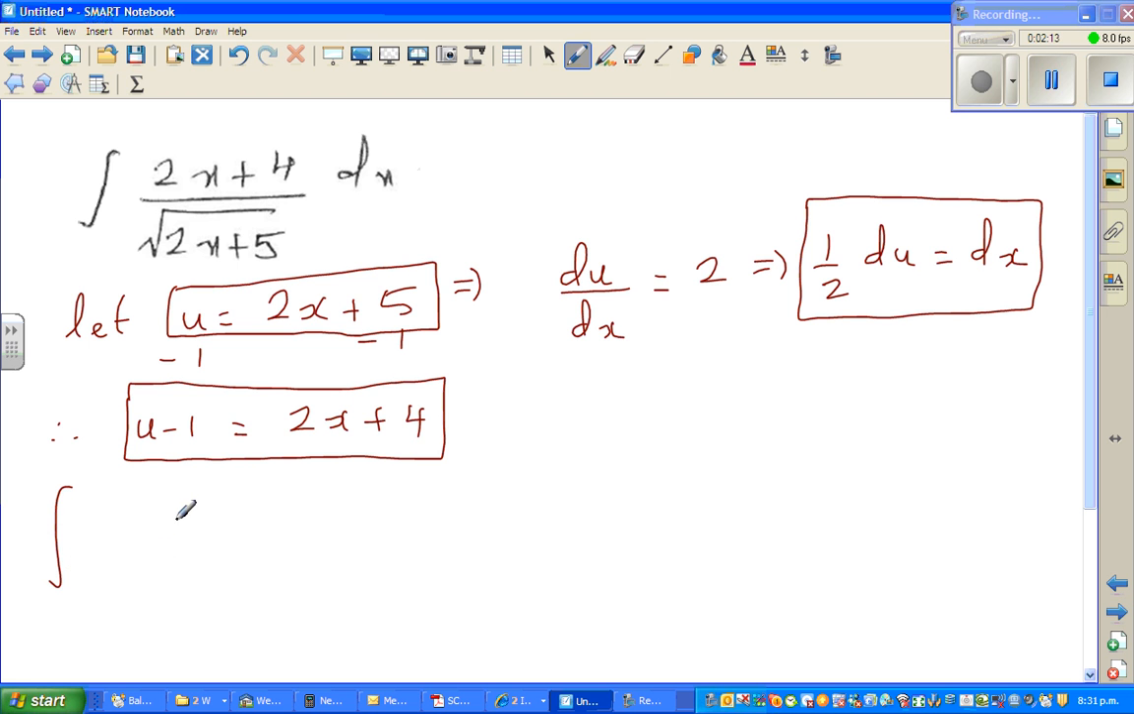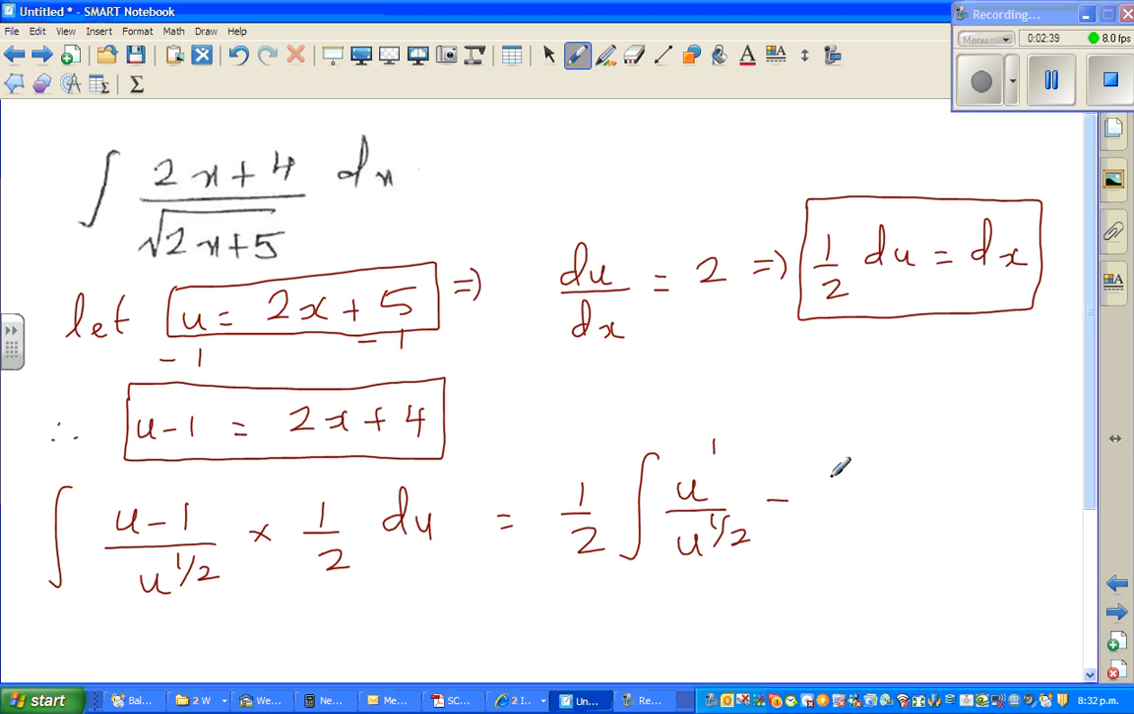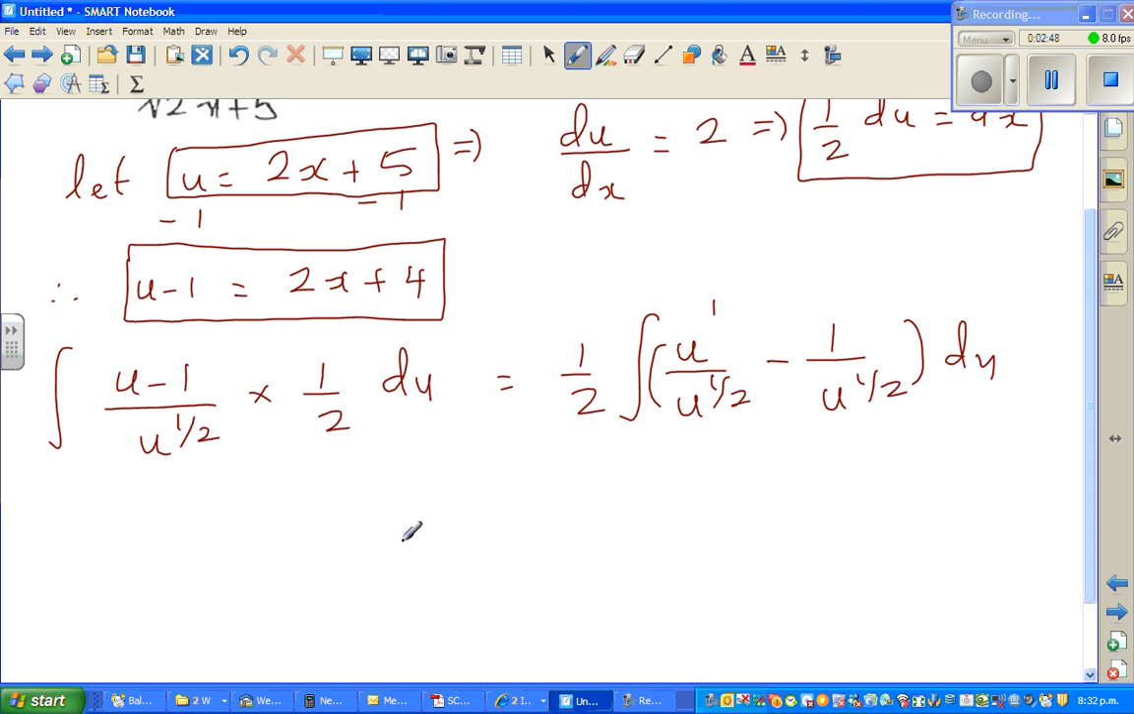So this becomes the integration of the numerator u minus 1, divided by u to the power half, times half du. I can take the half out. So this is half times the integration of u to the power 1 divided by u to the power half, and we can distribute this: 1 over u to the power half du. Let me scroll down. So this is half times the integration of u to the power 1 minus half, sorry, 1 minus half is half, not negative half. So 1 minus half is half, and the other term is u to the power negative half, du.